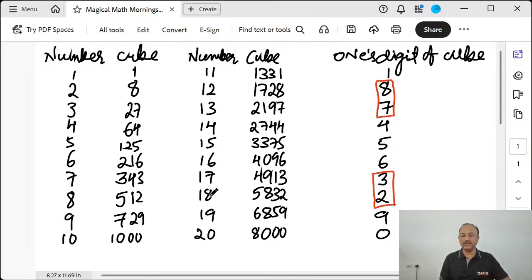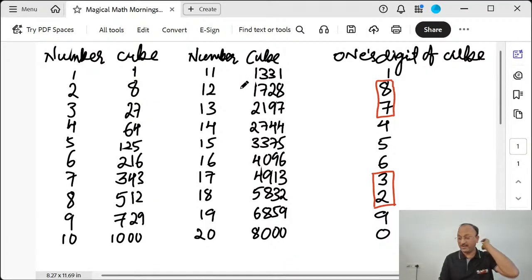I recommend, especially for higher class students, from 8th standard and above, that you should know cubes up to 20. 11 cube is 1331, 12 cube is 1728, 13 cube is 2197, 14 cube is 2744, 15 cube is 3375, 16 cube is 4096, 17 cube is 4913, 18 cube is 5832, 19 cube is 6859, and 20 cube is 8000. Don't worry, even if you don't know after 11, at least become thorough with 10 first and gradually try to increase your number vocabulary.